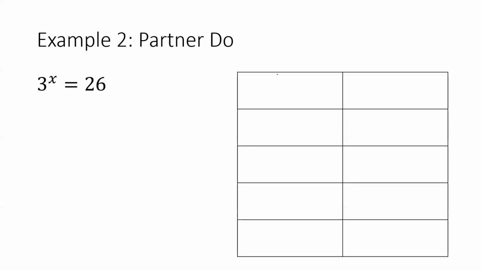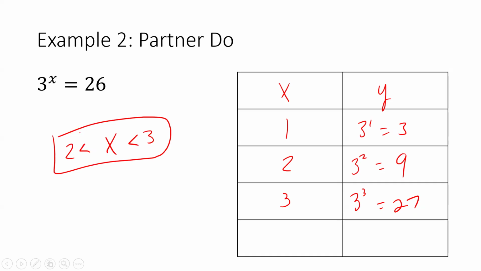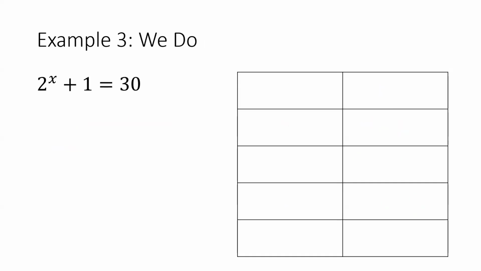All right. So we are going to start off. Is there any point in me starting at 0? No. So I'm going to start with 1. 3 to the 1 is obviously 3. 3 to the 2 is 9. 3 to the 3 is 27. So, do I need to go any further? No. So my approximate x value is between 2 and 3. Yay, we can do it. We can approximate. Cool.